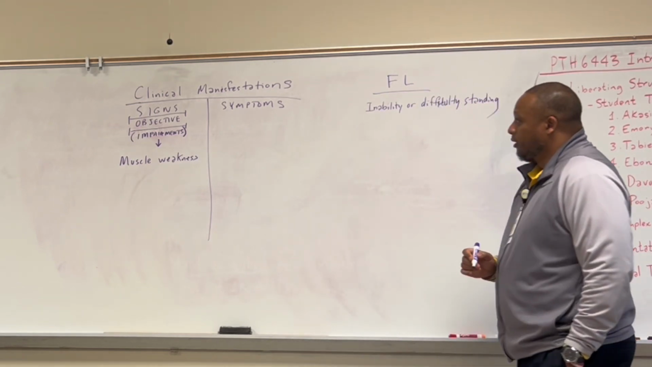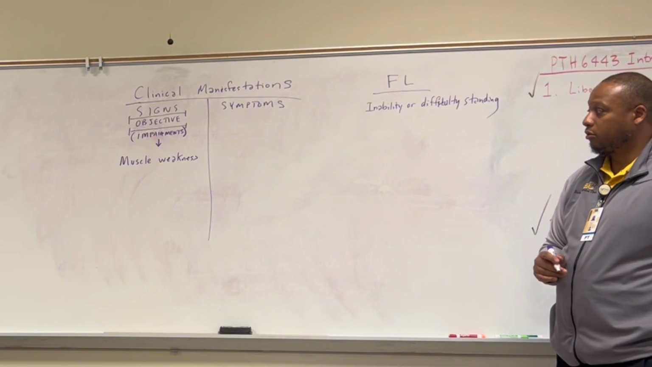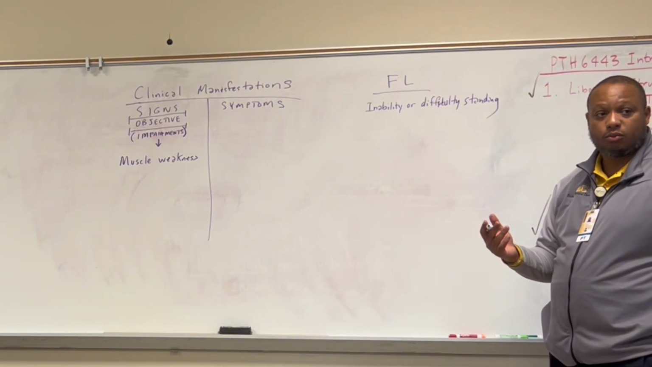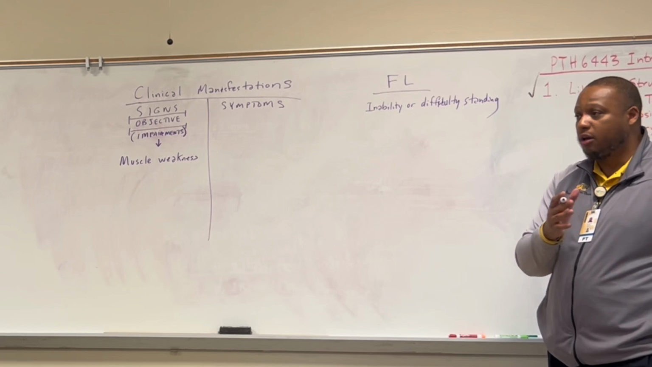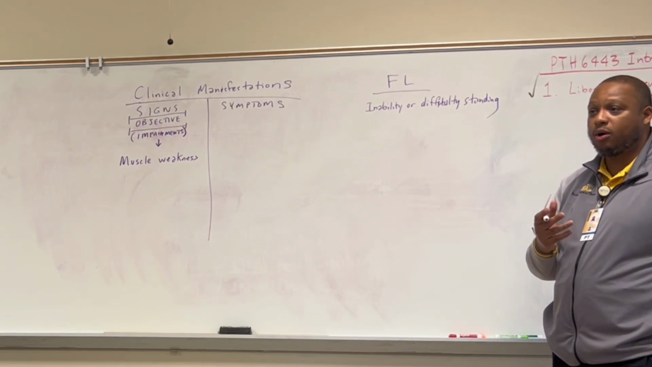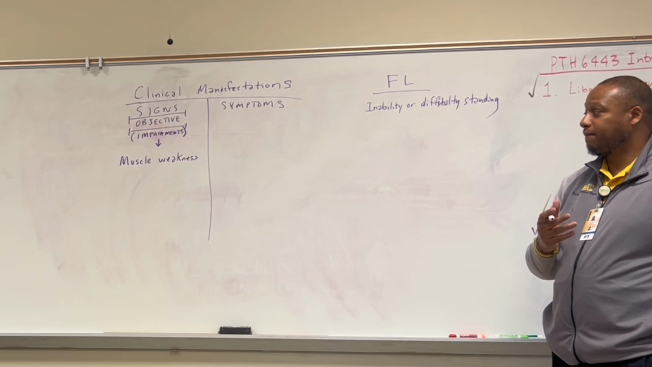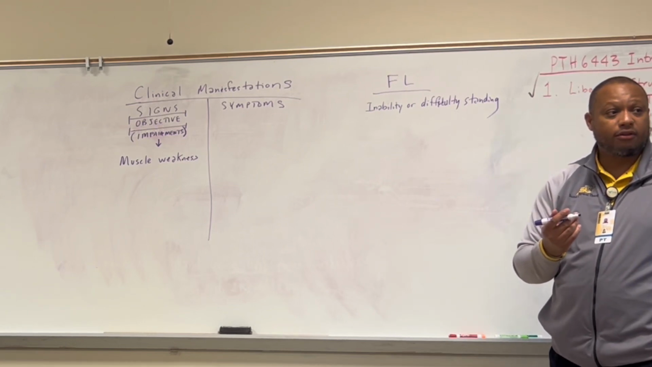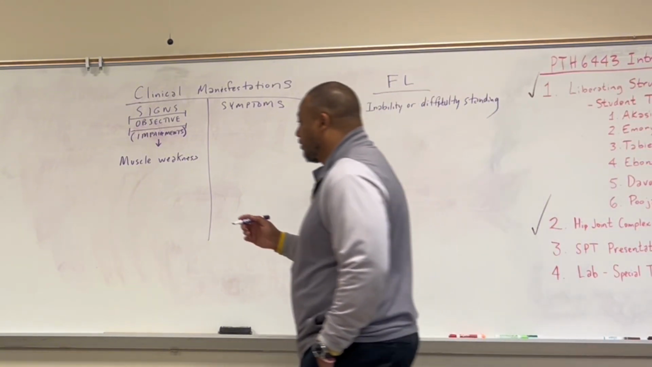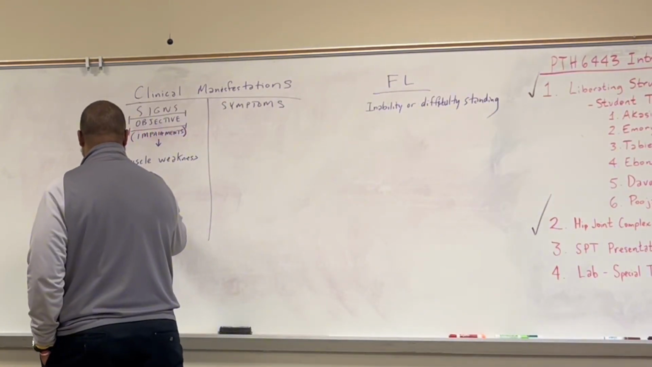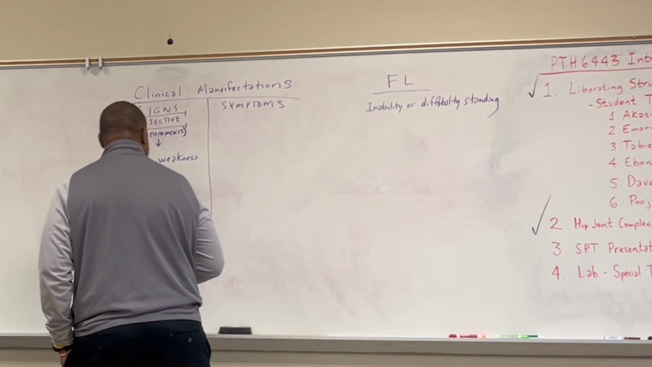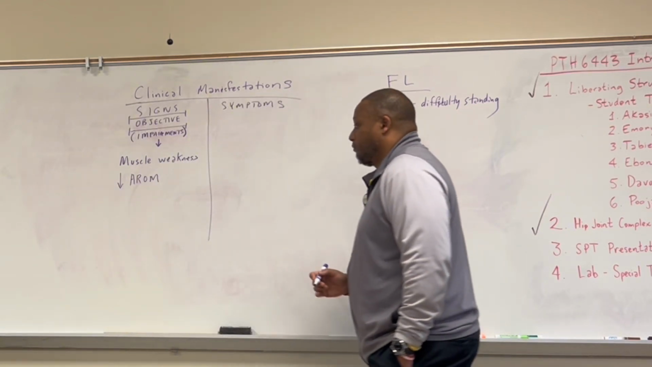Okay. Now, what's another impairment? What else could they have with OI? So if they have muscle weakness, guess what else they could have? Decreased range of motion. Because the muscles are weak, they're not able to move the joint throughout the range of motion. So decreased, I'm gonna say active range of motion for now. All right? So decreased range of motion.